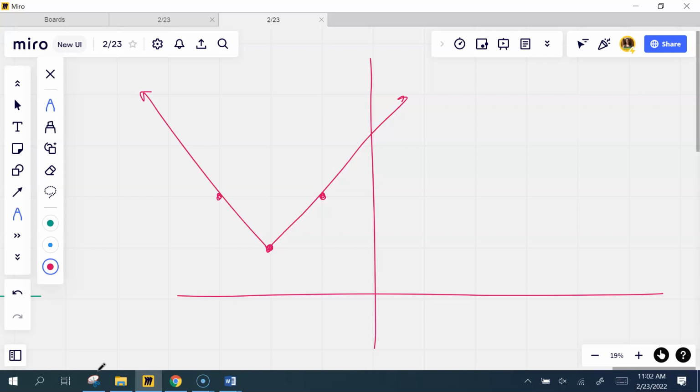What might be an equation for this graph? F of x equals, we know it's absolute value, right? How did it slide? Plus 2. It slid left 2 and up 1.